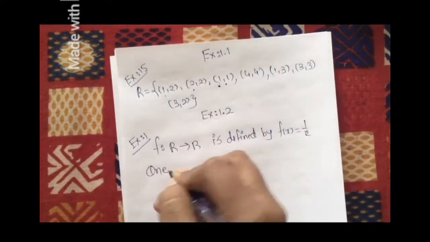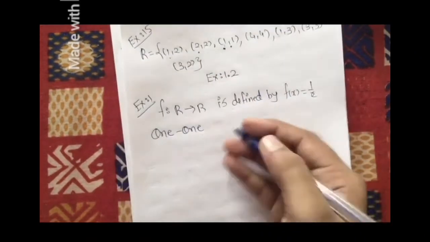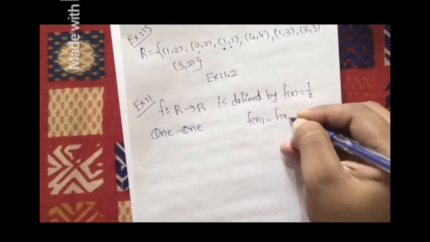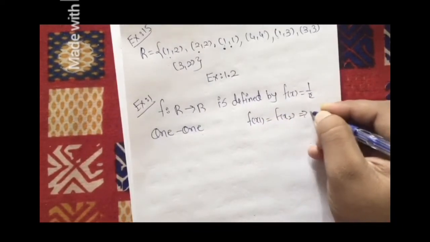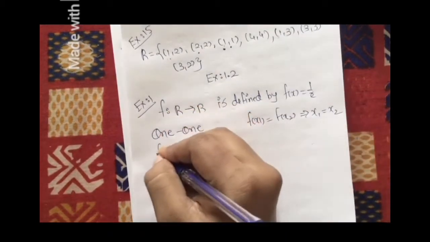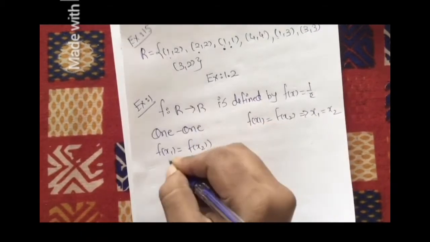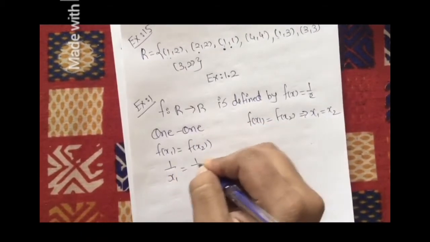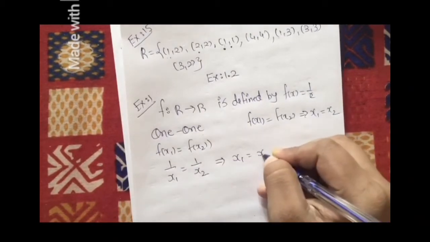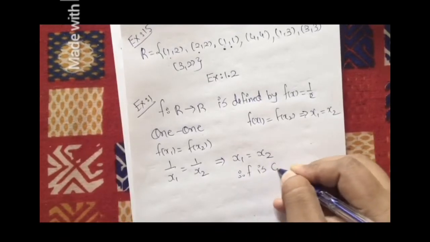So for 1-1, what will happen? We are taking the same image, that f(x1) = f(x2), which implies x1 = x2. So if I take f(x1) = f(x2), that is 1/x1 = 1/x2, which implies x1 = x2. Therefore f is 1-1.